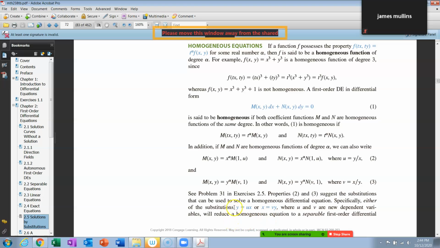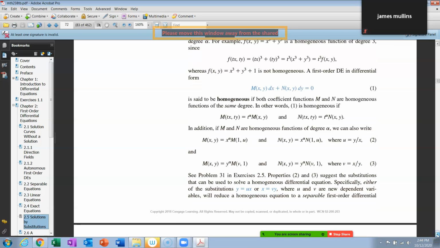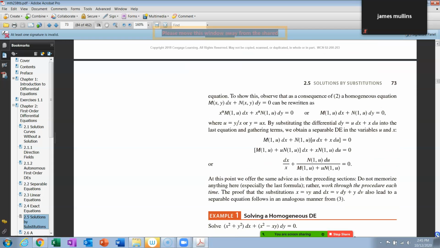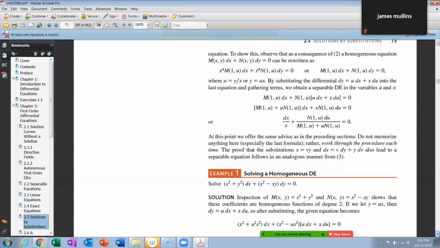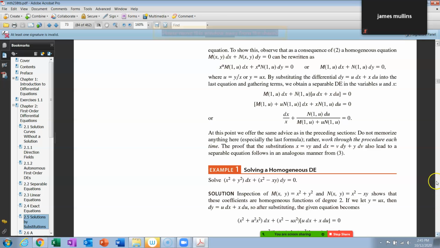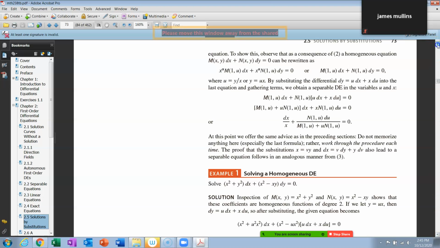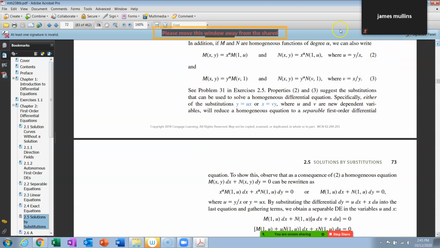Specifically, either the substitution y equals ux or x equals vy, where u and v are new independent variables, will reduce the homogeneous equation to a separable first order differential equation, and as such pretty easy generally to solve. Okay, now to show this, observe that a consequence of 2, let's go back up here and see 2, that's this one right here.